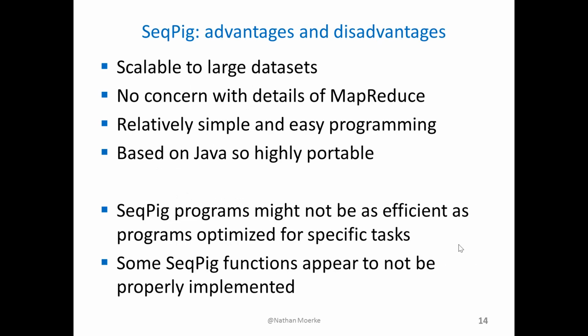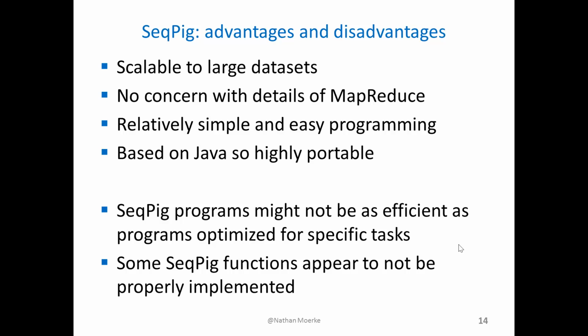With this demo, I've identified a few advantages and disadvantages to using SeqPig to analyze DNA sequence data. The advantages include the fact that it's highly scalable and, the way it uses the Hadoop MapReduce network, it's very readily applicable to large DNA data sets. The files generated by DNA sequencing often are huge, on the order of a terabyte or more. Furthermore, it's very simple and easy programming, and you don't have to concern yourself with the fine details of MapReduce. And SeqPig is ultimately based on Java, so it's highly portable among different systems.